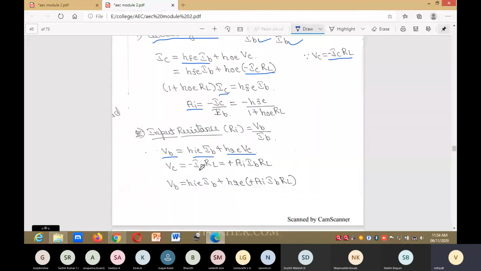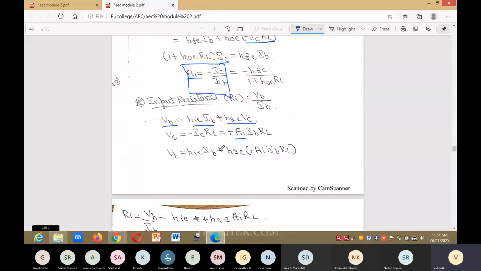Next, VC is equal to minus IC RL. We already know that can be written as capital AI, because from this equation, instead of minus IC, we can write AI into IB. So VC is AI into IB RL. VB is equal to HIE IB plus HRE into VC, and we substitute the value of VC, that is AI into IB into RL.